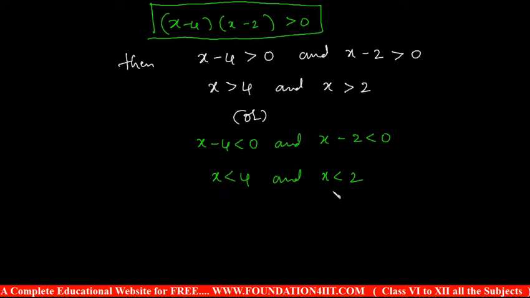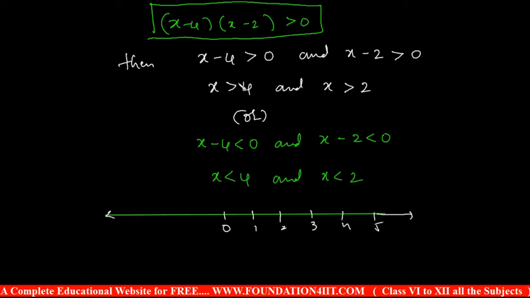x is less than 2 and x is less than 4. x is less than 4 and x is less than 2 means x is less than 2 only can be taken. And from x is greater than 4 and x is greater than 2, we take greater than 4. For example, if you try a number line, you'll get the idea clearly. So it's 0, 1, 2, 3, 4, 5, and so on.